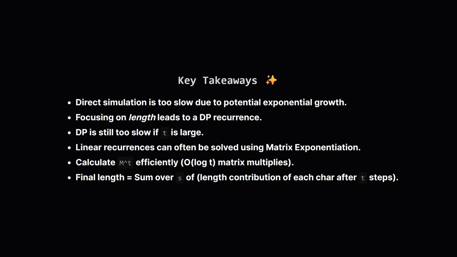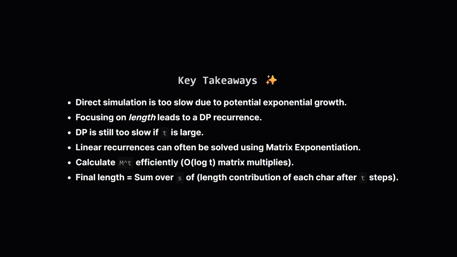We saw that simply simulating the string transformations step by step wouldn't work, because the string could get incredibly long, especially with that z becoming rule. The key insight was to stop thinking about the string itself and focus only on the length. This led us to a dynamic programming idea, where we tracked the length generated by each possible starting character through after t steps. However, even the DP was too slow, because the number of steps could be enormous.